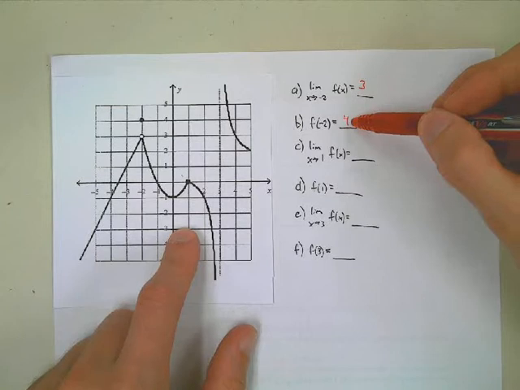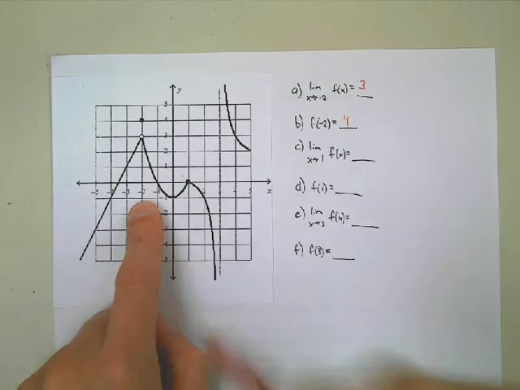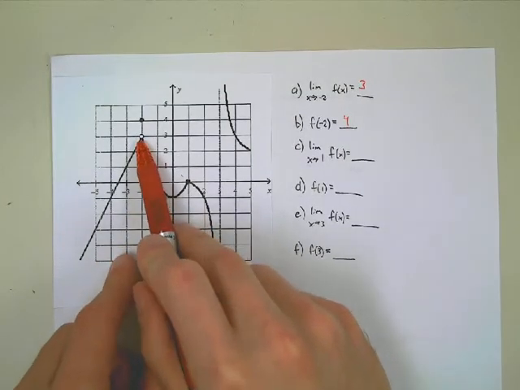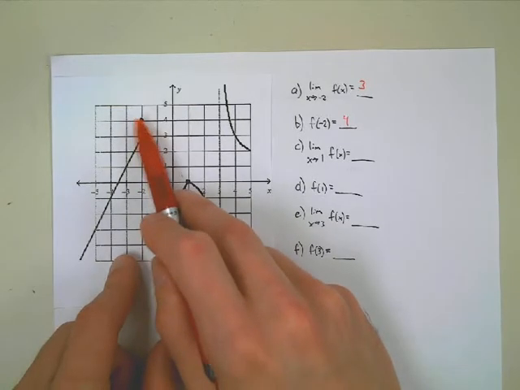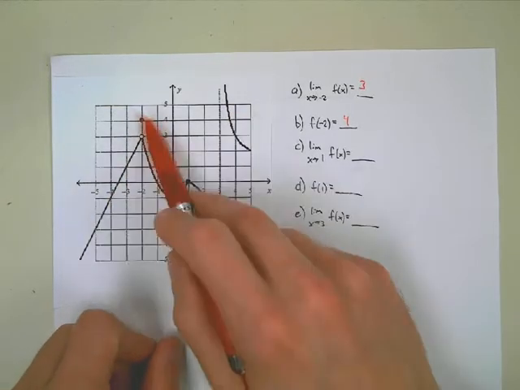Now f of -2, the function value at -2. It's not 3. How do I know it's not 3? Open circle. So we keep going, and at -2, the value of the function is 4. Yes, that little dot counts as being part of the function because it's graphed that way.